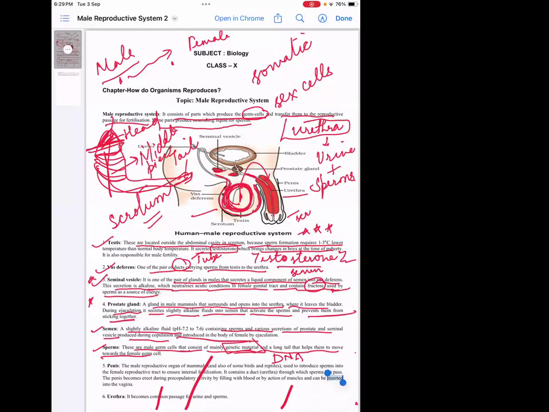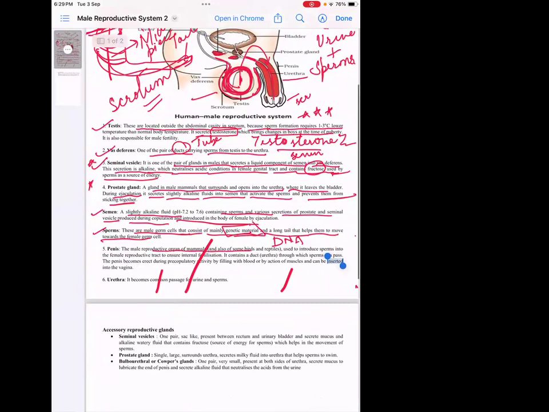Then the next one, penis, the male reproductive organ of mammals and also of some birds and reptiles. It is used to introduce sperm into the female reproductive tract to ensure internal fertilization. With the help of the penis, since it is outside the body, it can be moved. With the help of that, the sperms will be ejaculated in the female body, and it contains a duct, the urethra, through which the sperms can pass. The penis becomes erect during precopulatory activity by filling with blood or by the action of muscles and can be inserted into the vagina of the female.